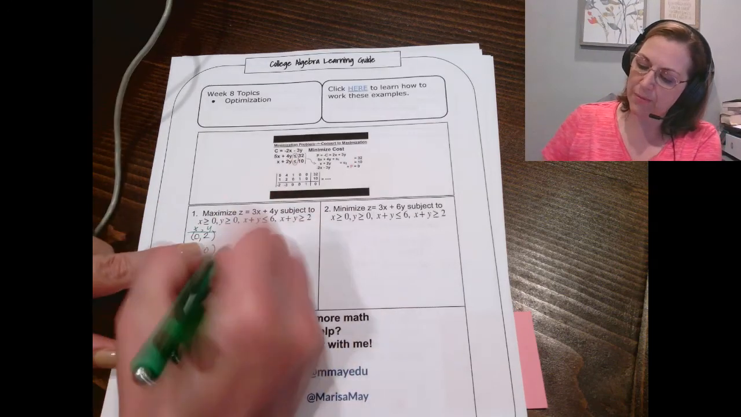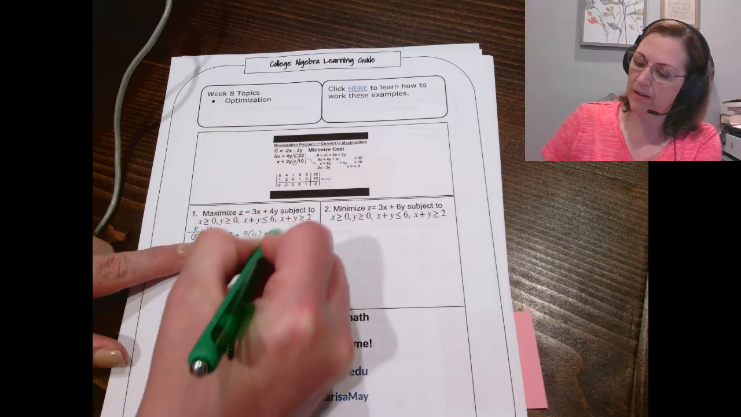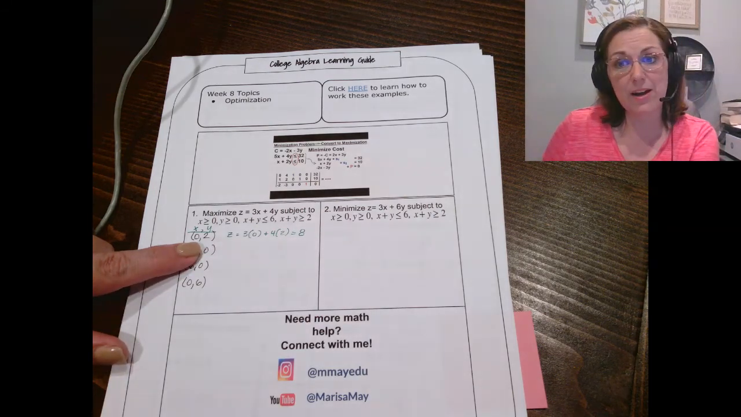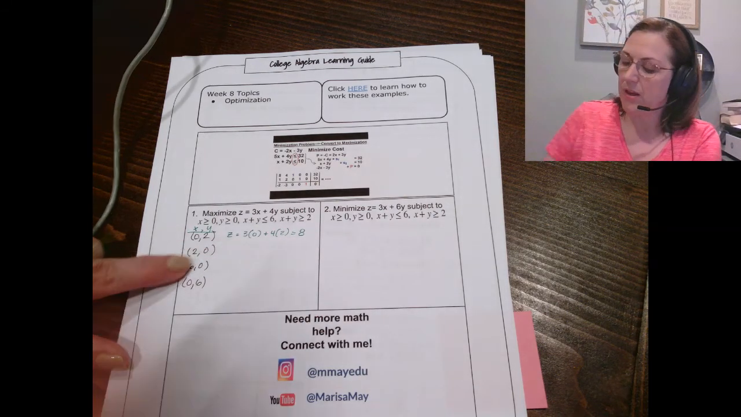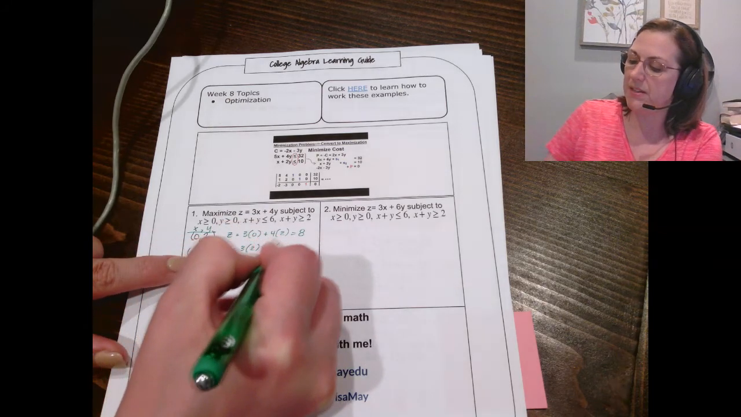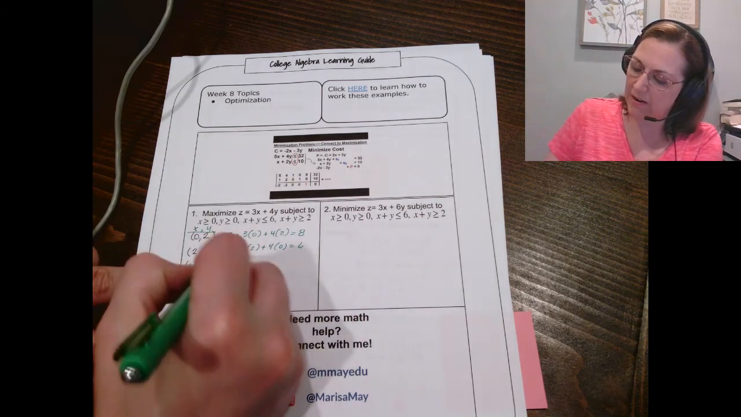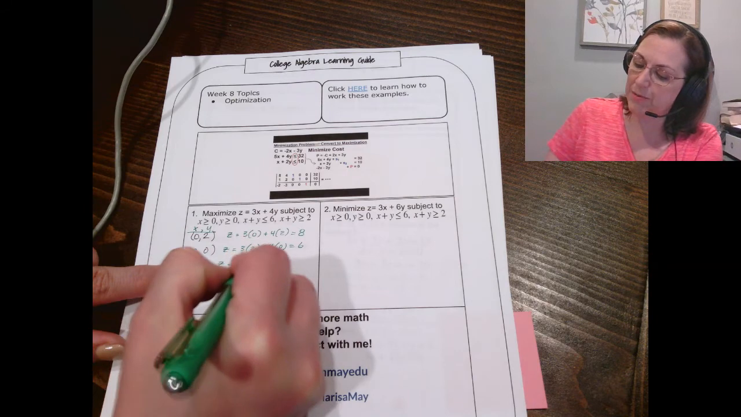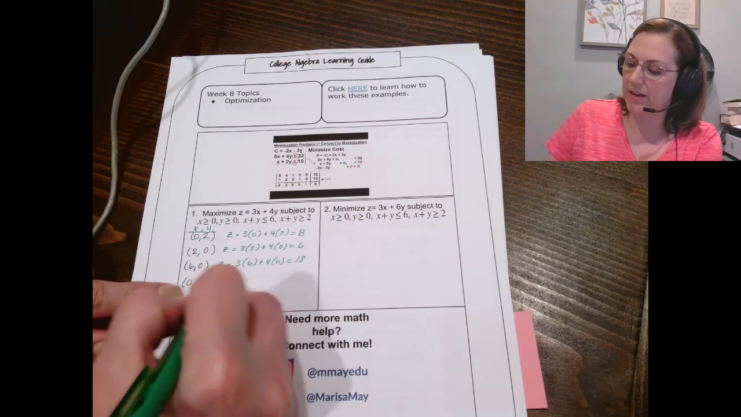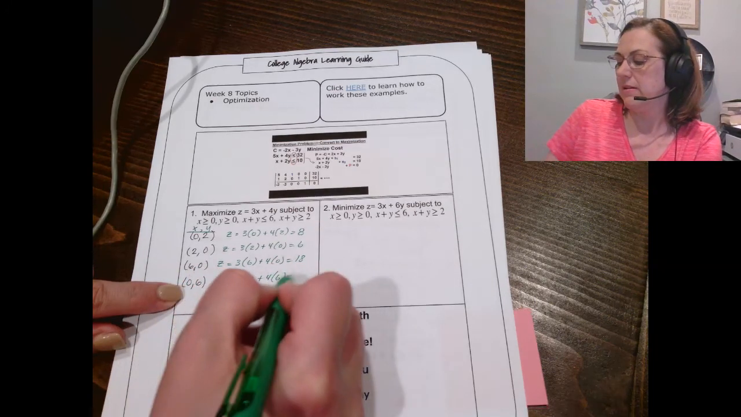So if X is 0 and Y is 2, then Z would be 8. I'm plugging in 0 for X and 2 for Y. If I do it here, then X would be 2 and Y would be 0, and I would get 6. If I do it here, X would be 6 and Y would be 0. And if I do it here, X would be 0 and Y would be 6.